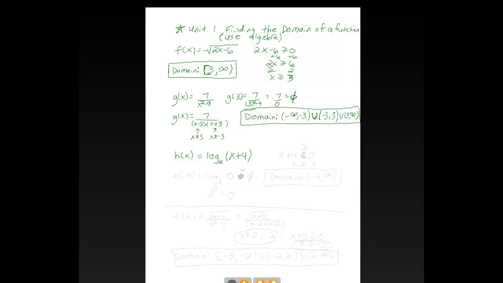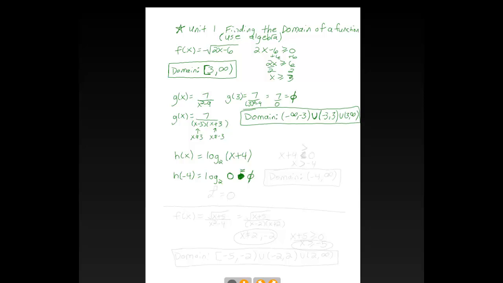Okay, so you want to handle logarithmic functions almost the same way that you're handling square root functions in terms of finding the domain, because you cannot evaluate log functions for 0 by plugging in 0 or by plugging in any negative. So for example, if I tried to evaluate this function at negative 4, it would be log base 2 of 0. That does not exist. I'm sorry, why did I write not equals there? That equals no solution.